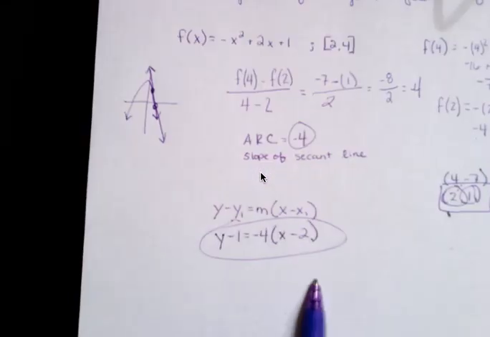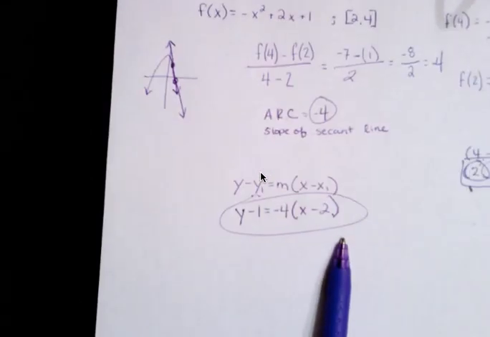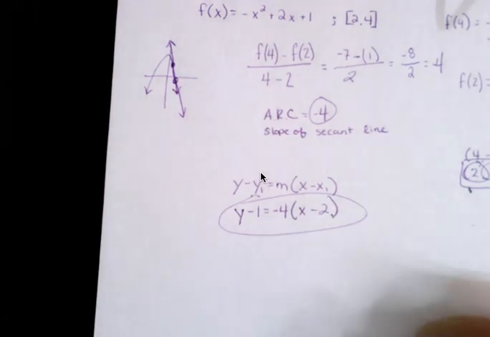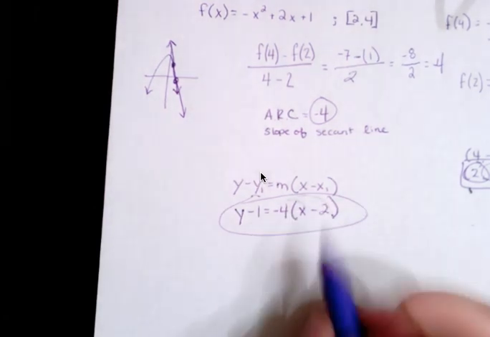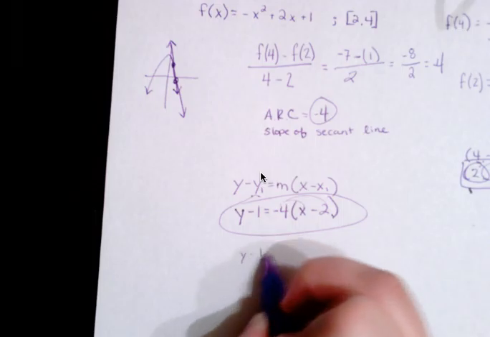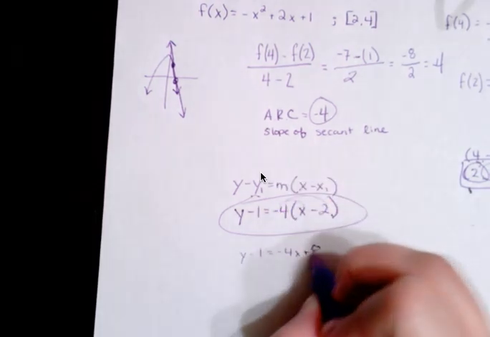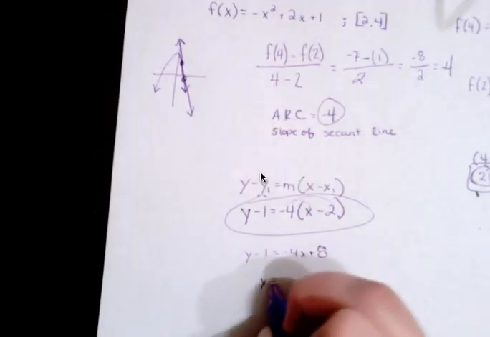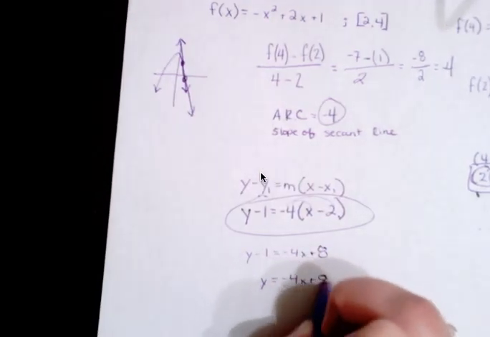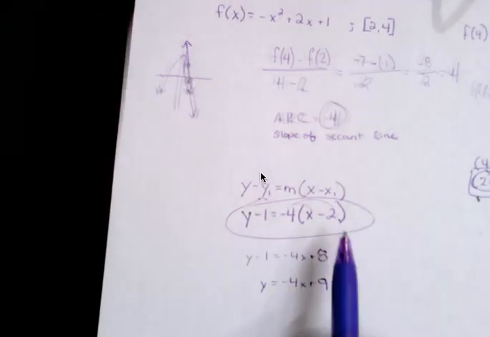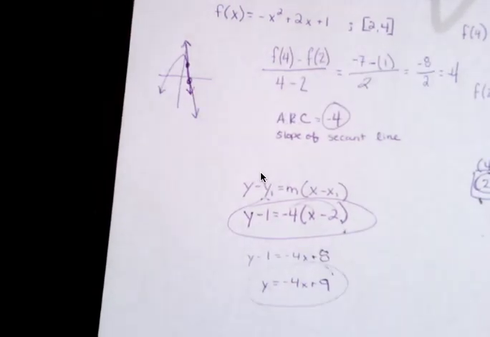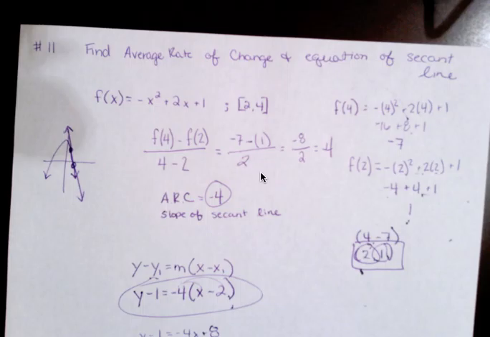If you don't like it in that form, though, you could solve it and put it into slope-intercept form if you wanted to. All you'd have to do then is distribute this. So you'd get y minus 1 equals negative 4x. Negative 4 times negative 2 is positive 8. You add 1, so then you'd get y equals negative 4x plus 9. You don't have to, though. You could leave it in this form. But if you wanted it in slope-intercept, that's all you'd have to do. So that is number 11 on your review.